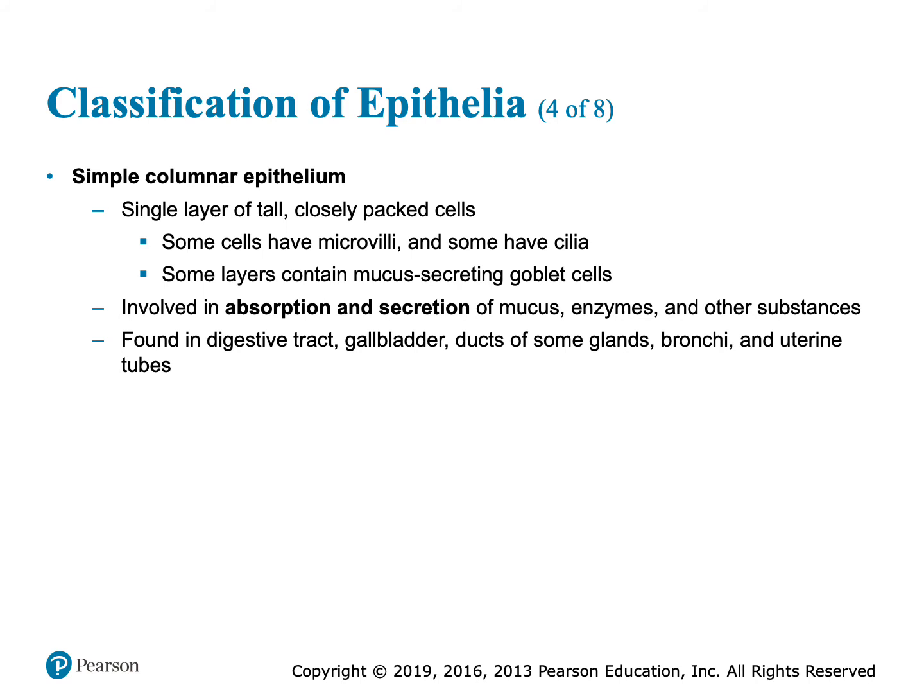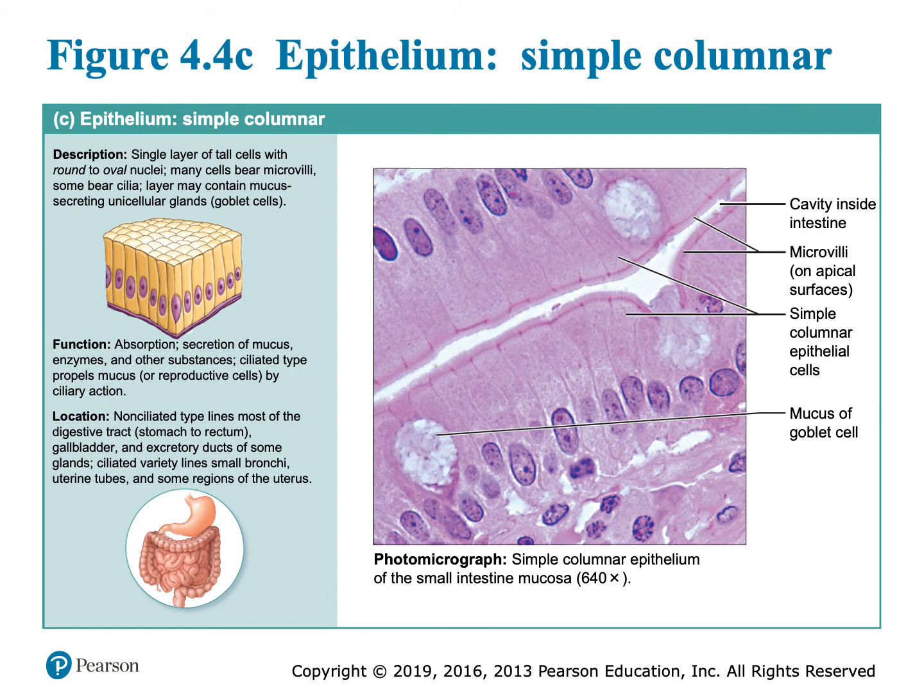Where do we find these guys? Lots of places. We're going to find them in the digestive tract. You'll find a certain kind in the bronchus. You're going to find them in the uterus. But what we're going to look at in lab is the digestive tract. So here you go. This is small intestines. Your food would be passing through right here.